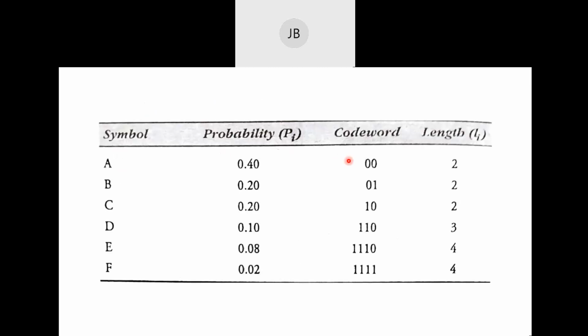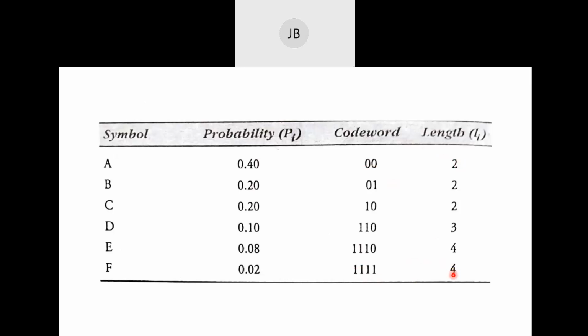This is what is shown here. Symbol A has a code word 0 0. Symbol E has a code word 1 1 1 0. Symbol F has a code word consisting of all four ones. And the lengths of the code words are mentioned here. For example, here there are 2 bits, so the length is 2. Similarly, here there are 4 bits, the length is 4.